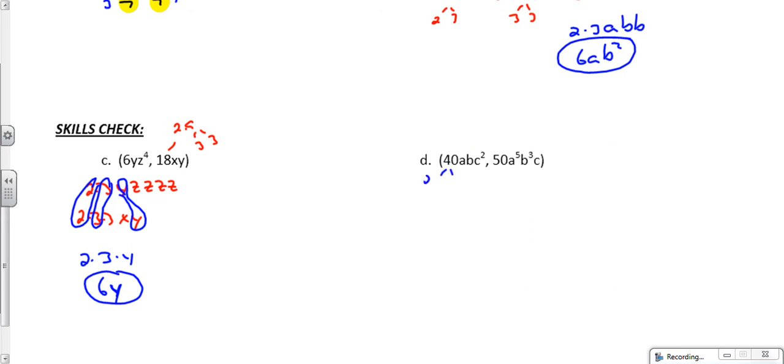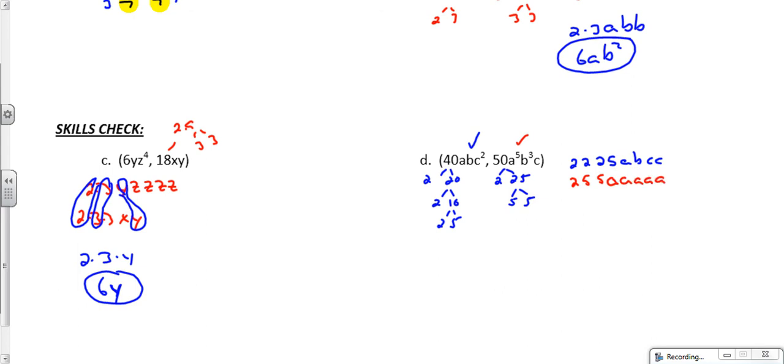Next one, I want to find this one out first. 2 times 20, 2 and 10, 2 and 5, 2 and 25, 5 and 5. So let's write those out. 2, 2, 2, 5, A, B, C, and a C. That's the first one. The next one is 2, 5, 5, 5 A's, 3 B's, and a C.